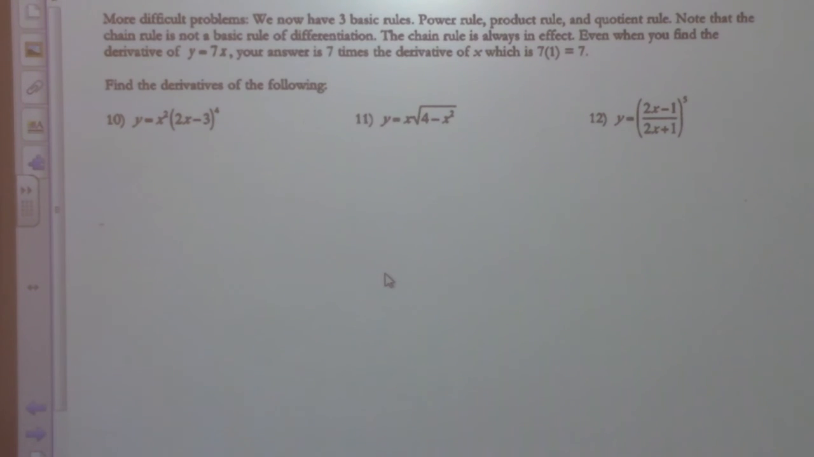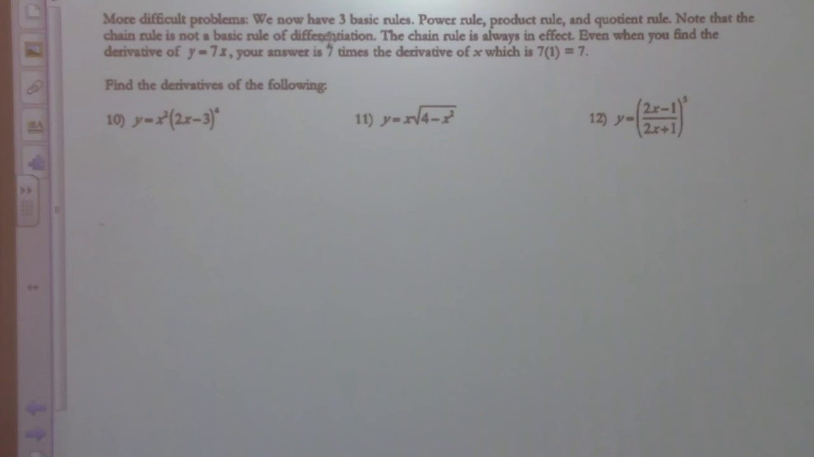For number 10, could you expand that out and make it an easier problem? Yes, you could. But is that to expand to the 4th power? Now I'm thinking about it. We only have 15 minutes of class left, right? Are you done with it, Gavin?